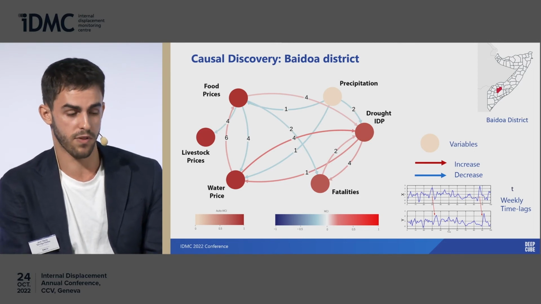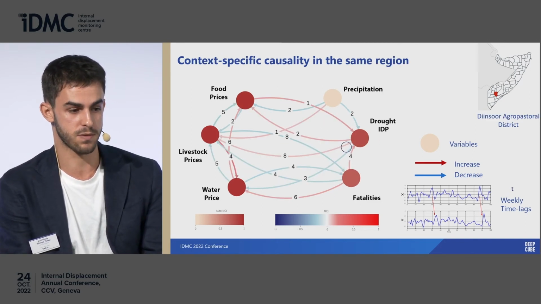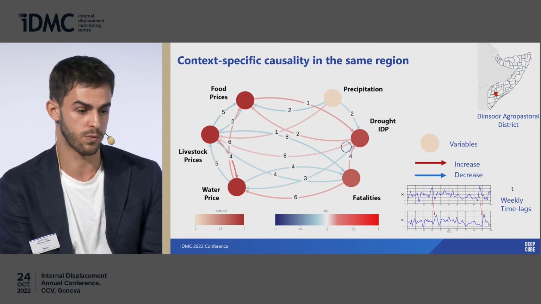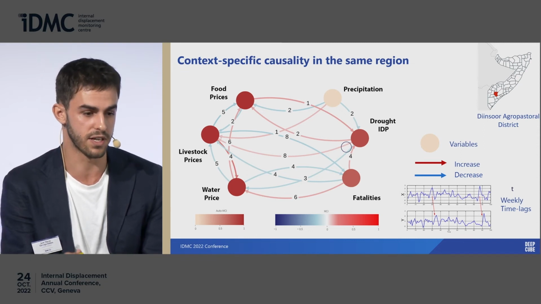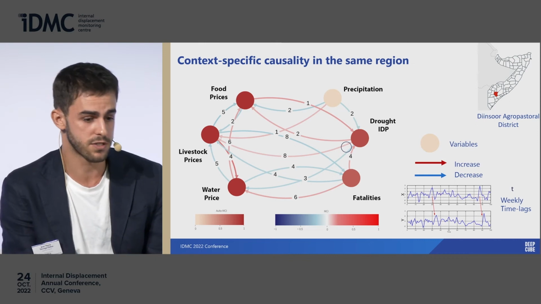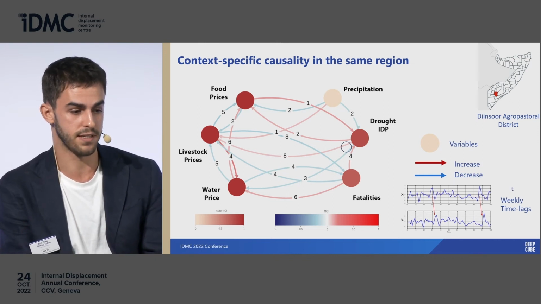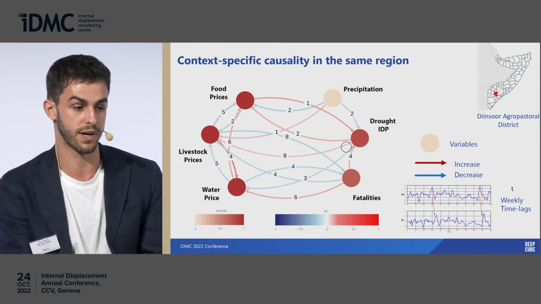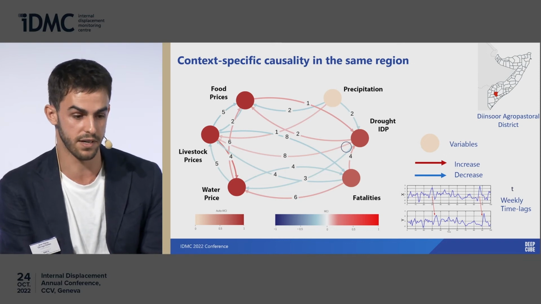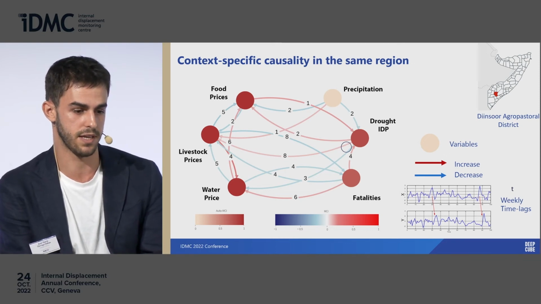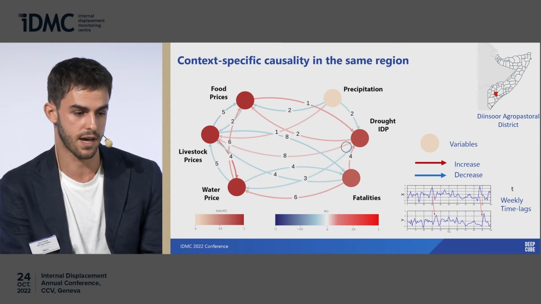So one of our experiments was to see if this was the case in other regions, and what we can see is that in different regions, and in the same region, in Bay region, we obtain different causal graphs. So we are already finding contextuality in very near places. And for example, in the Ponserre region, we have the same drivers as in Baidoa, but we don't see water price as a relevant causal driver of displacement.